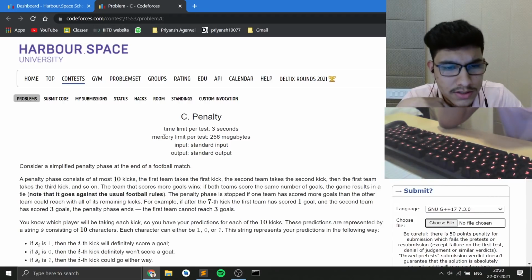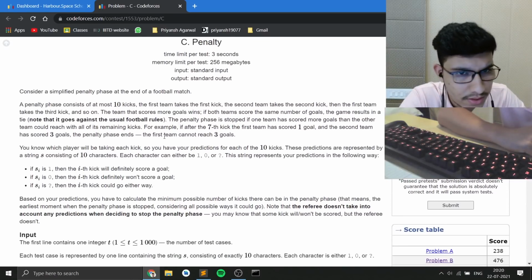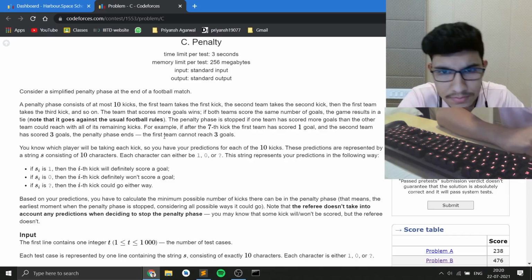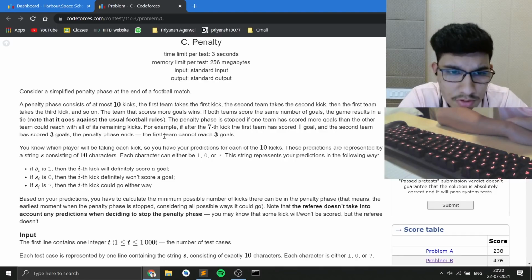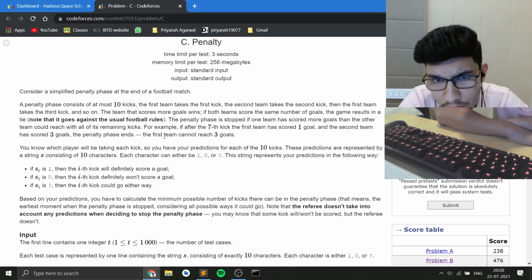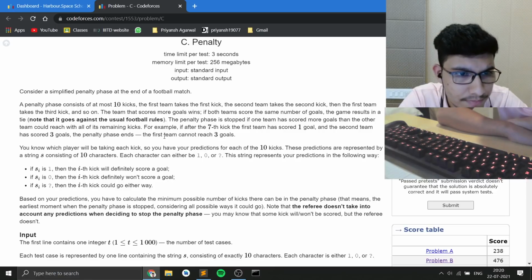So consider a simplified penalty phase at the end of a football match. A penalty phase consists of at most 10 kicks. The first team takes the first kick, the second team takes the second kick, then the first team, okay. The team that scores more goals wins. If both teams score the same number of goals, the game results in a tie. Note that it goes against the usual football rules, okay.